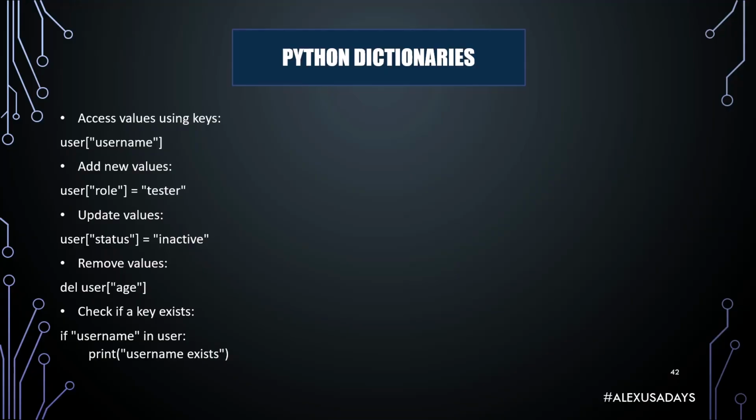So dictionary user, key status, new value equals to inactive. To delete a value, you can do delete and then name of the dictionary, and then the key you would like to delete. For example, from the user, we could delete age. And to check if the value exists, you can do if username in user, print username exists. So the if statement will look through the user dictionary, and if it finds the key username, it will return it. All right, let's take a look at it in the code.